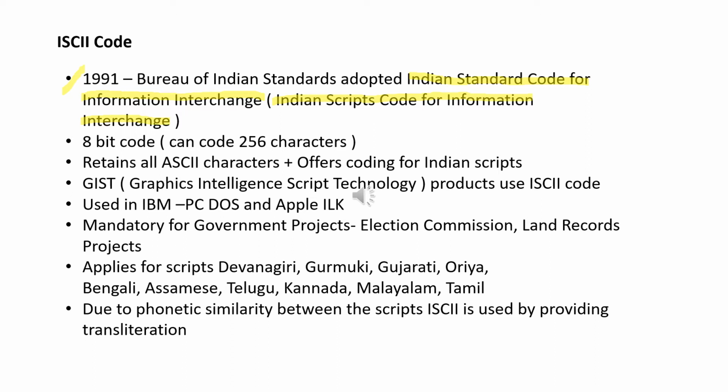And we already saw that ASCII is a 7-bit code, extended ASCII is an 8-bit code, and ISCII is also an 8-bit code, and it's capable of coding 256 characters. So with this ISCII code, it retains all the ASCII characters, and also there is space for Indian scripts.